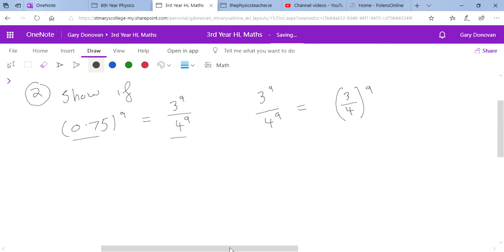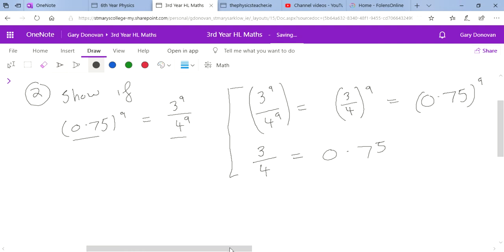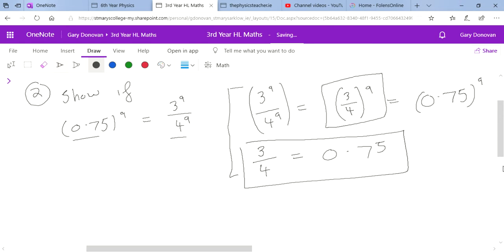So then underneath that I would write 3 over 4 is the same as 0.75, so therefore this is the same as 0.75 all to the power of 9. And that's all you have to write for the question, but you just have to show those steps. You have to show that you know that this term is equal to this term, and that 3 over 4 is equal to 0.75. So there are the two examples today.